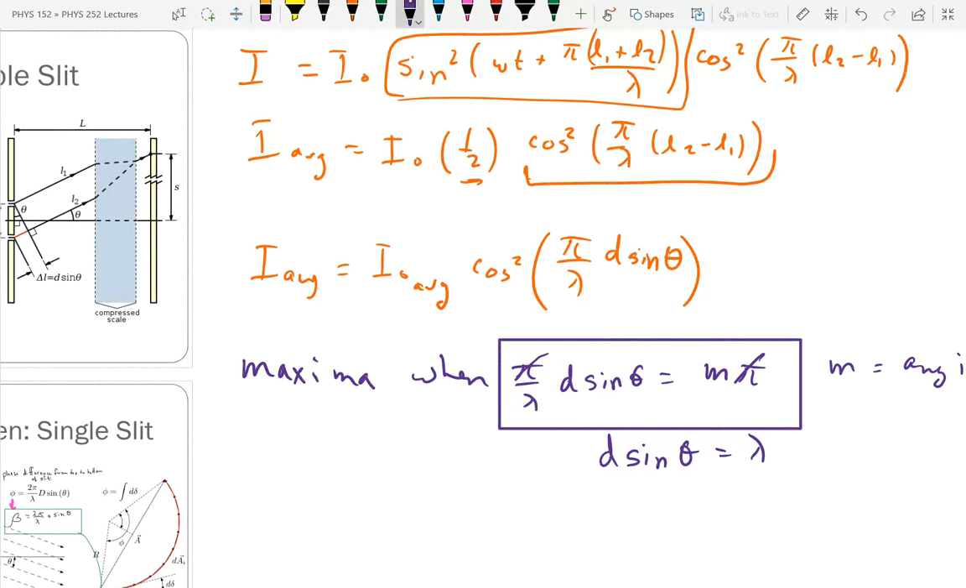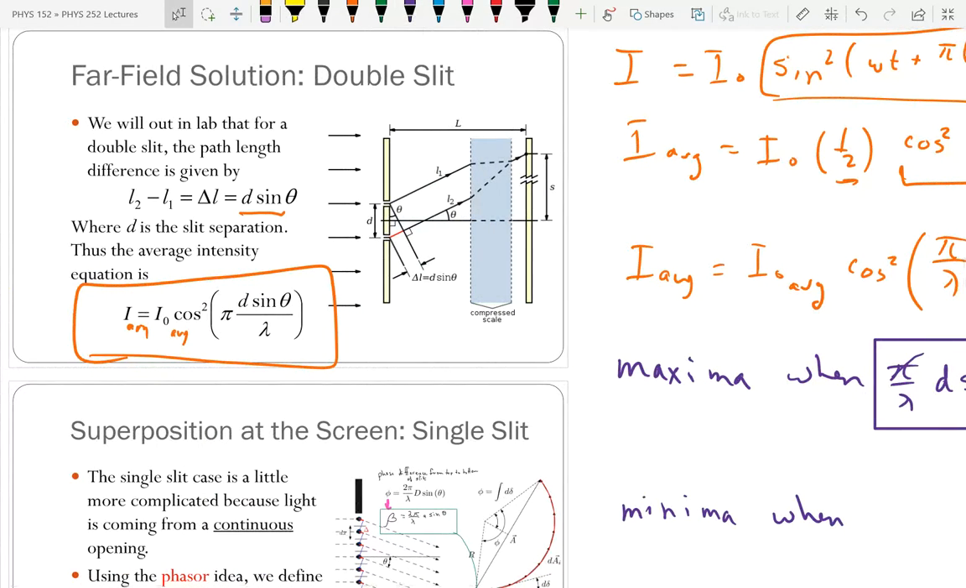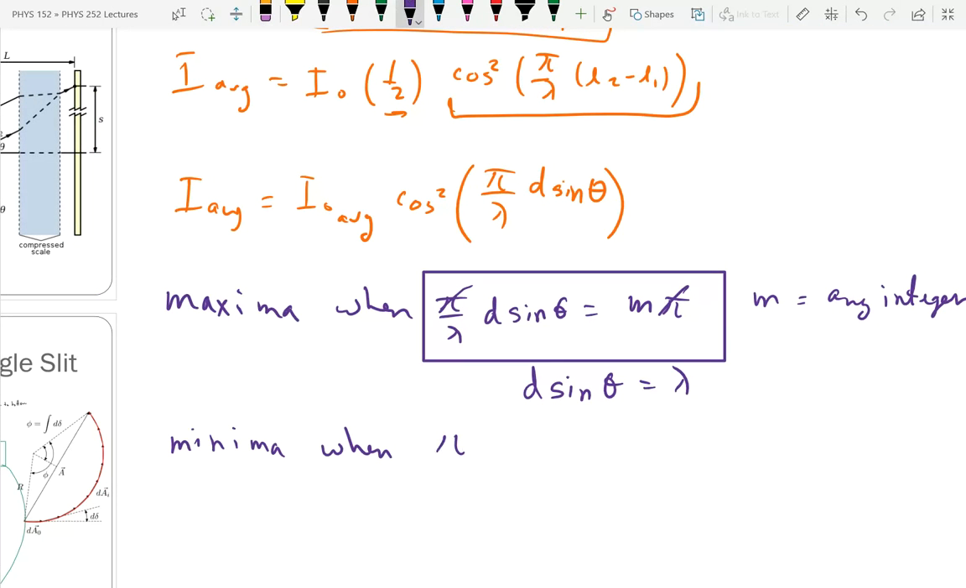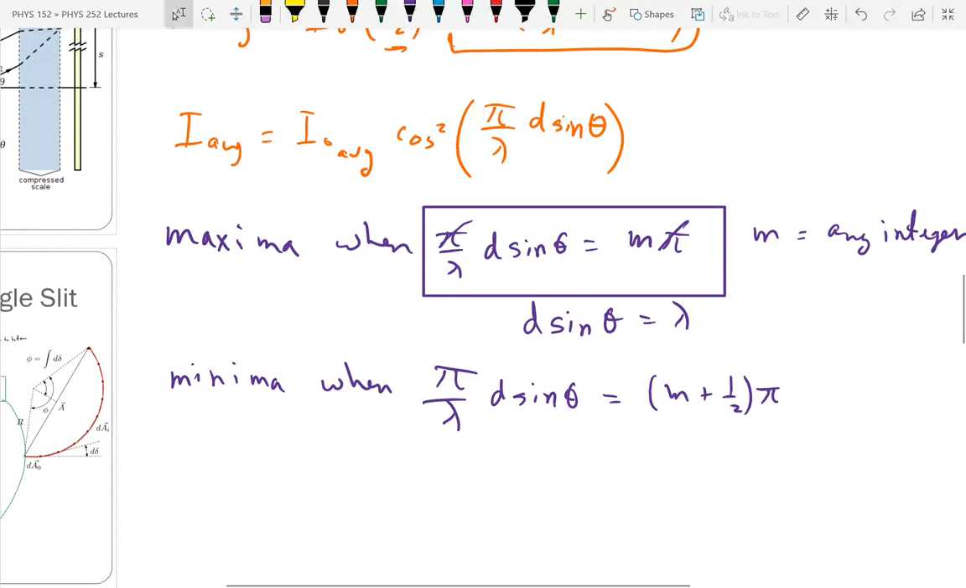What about minima? Once again, if we look at that cosine squared, what angles give you a minimum for cosine squared? Pi over 2, 3 pi over 2, 5 pi over 2, etc. And so I'm going to have a minimum when that argument, pi over lambda d sine theta, is equal to m plus 1/2 pi, where again, m is any integer, positive or negative. And we are smart enough now that we will cancel those and get d sine theta is equal to m plus 1/2 lambda. So that's our equation for minima.